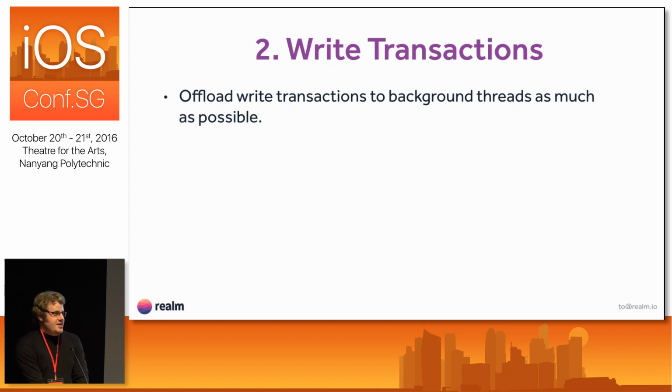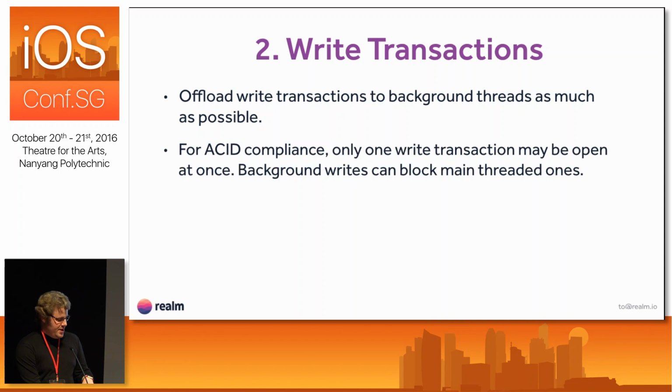Another thing we mentioned is, because it's only possible to have one write transaction open at once, if you have a big background operation and you try to do a write on the main thread while that background operation is happening, that will block the one on the main thread. And if you do that, your UI will freeze. So we always recommend, it's not possible all the time, but if you can, do as many writes as you can on the background thread, and try to keep them as small as possible so you don't have these giant blocking operations.